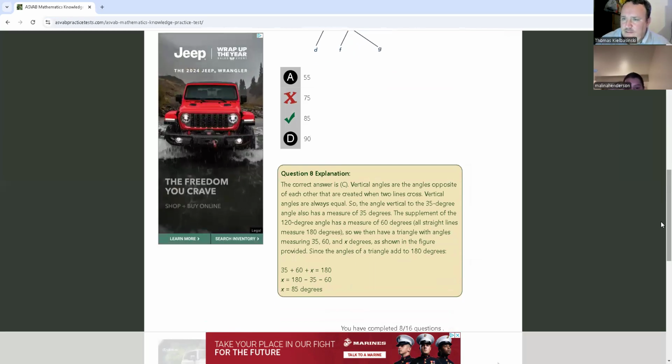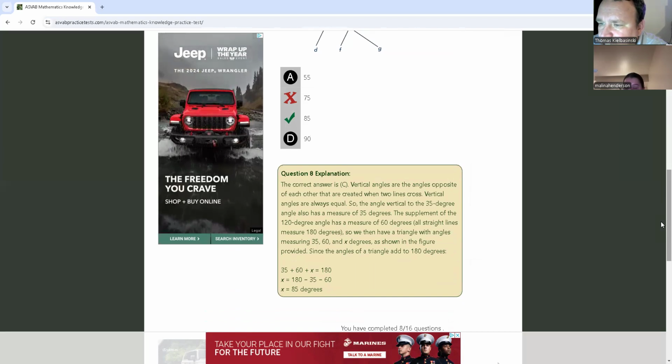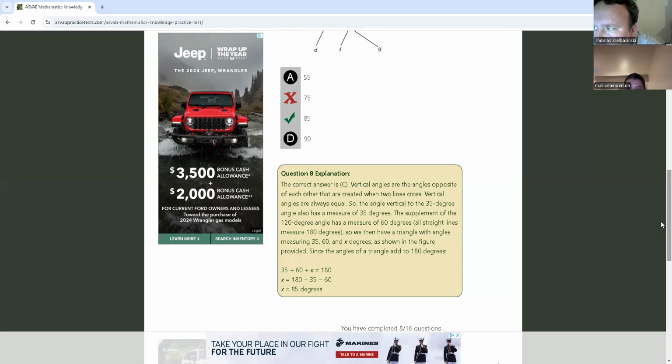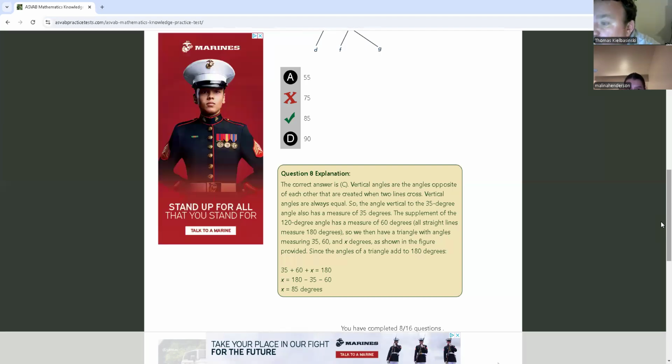Here's how it's 85. Let me break it down. The correct answer is C, vertical angles. There's horizontal and then there's vertical. Horizon is like where the sun sets at the horizon. Vertical is north and south. You understand that part? Yeah. Okay. Vertical angles are the angles opposite of each other and are created when two lines cross. Vertical angles are always equal. So the angle vertical to 35 degrees also has a measure of 35 degrees.